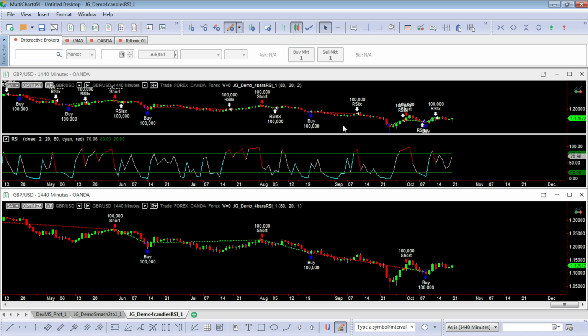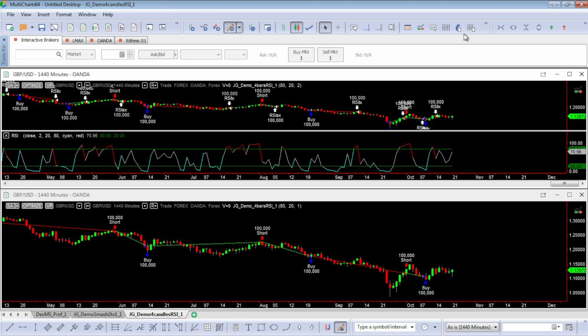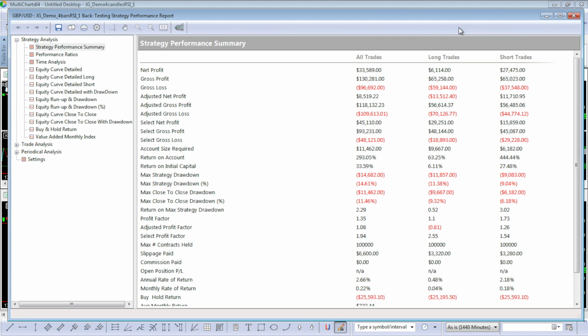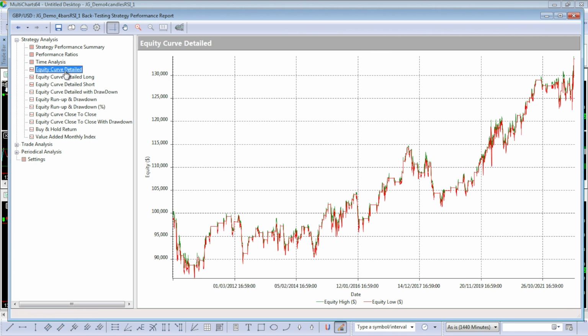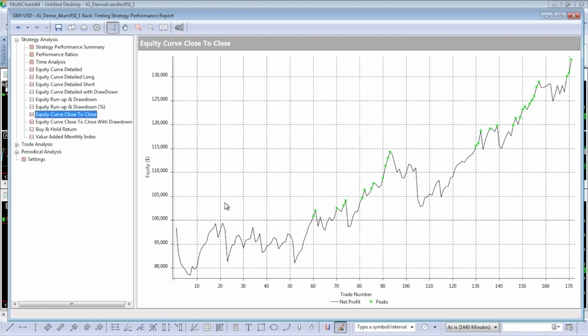And straight away you can see there are a few more trades using the RSI exit because we're coming out of the trades much faster. Let's have a look at the performance report using the RSI exit. $33,500. Equity curve, close to close. It is quite flat early on, but it has been working pretty well in later years.